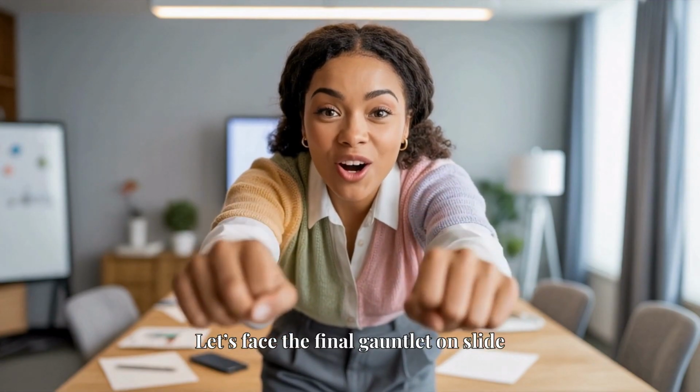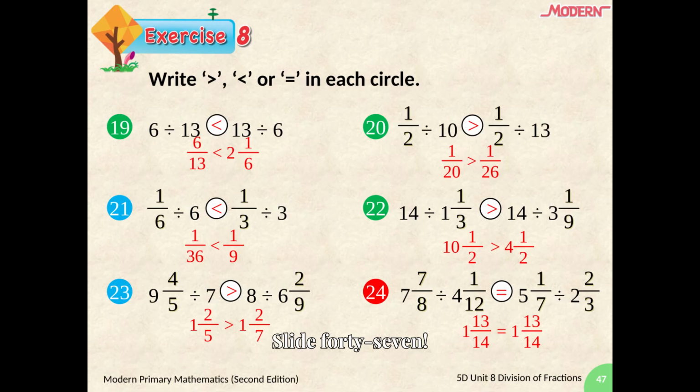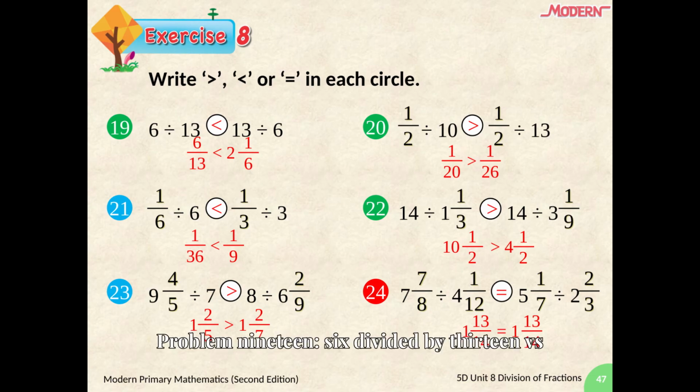Let's face the final gauntlet on slide 47. Slide 47, the final gauntlet. Problem 19, 6 divided by 13 versus 13 divided by 6. One is tiny, one is big. Result, less than. Problem 20, 1/2 divided by 10 versus 1/2 divided by 13. 10 pieces are bigger than 13 pieces. Result, greater than. Problem 21, 1/6 divided by 6 versus 1/3 divided by 3. 1/36 versus 1/9. Result, less than.